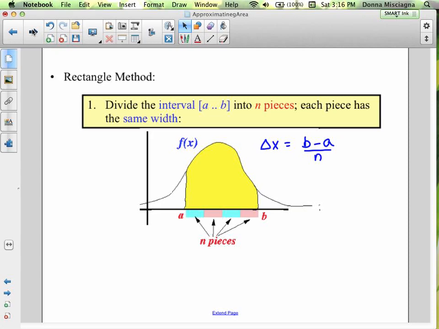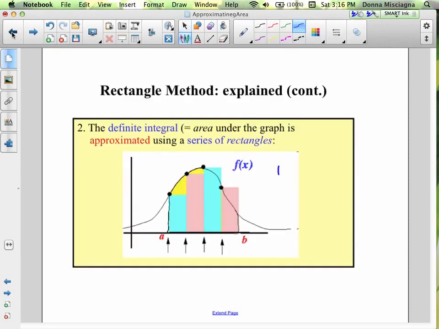So now we need to find the height of our rectangles. That's the width of our rectangles. Let me just write width under there.